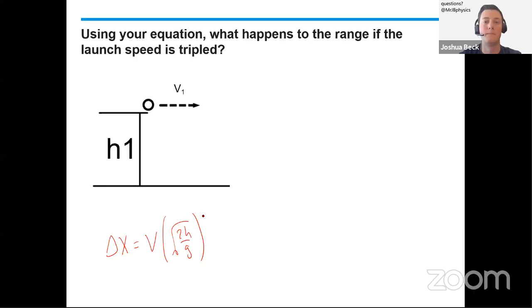Let's try another one. What happens to our range if the launch speed was tripled? Well, using my equation, I can just look at which variables are staying the same, which variables are changing. If I triple the launch speed, that doesn't change h, that doesn't change g, but it does triple this. So my new x will just be 3 times whatever my first x was.